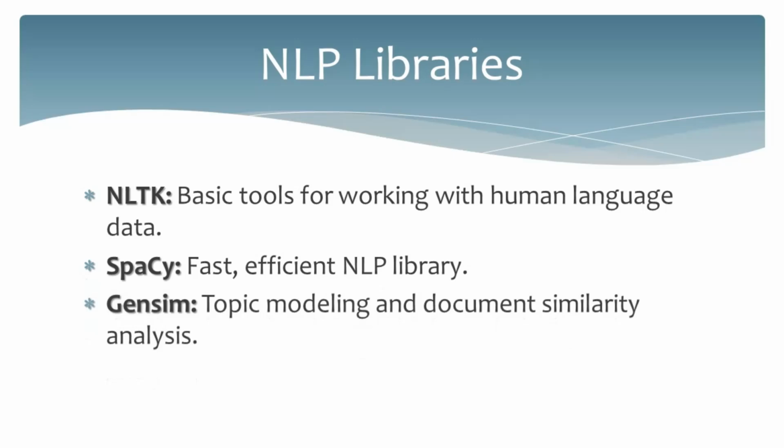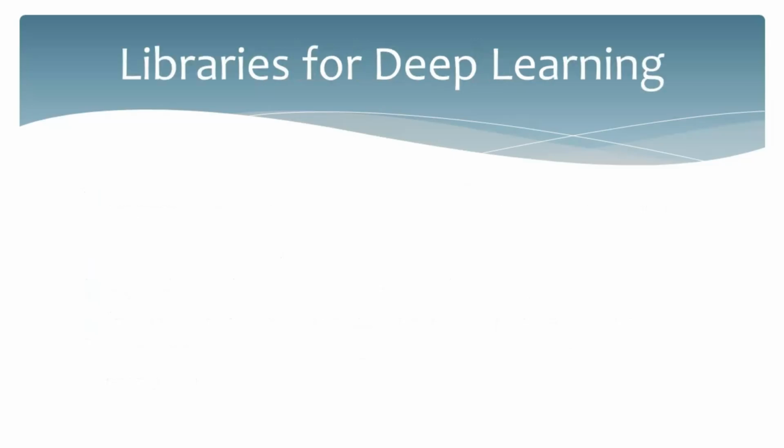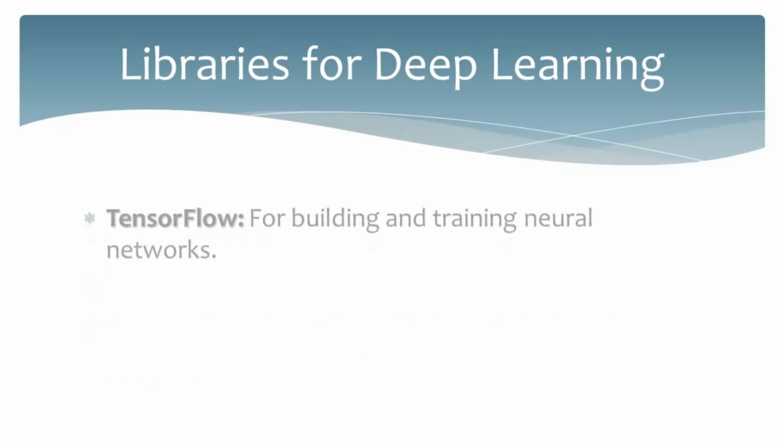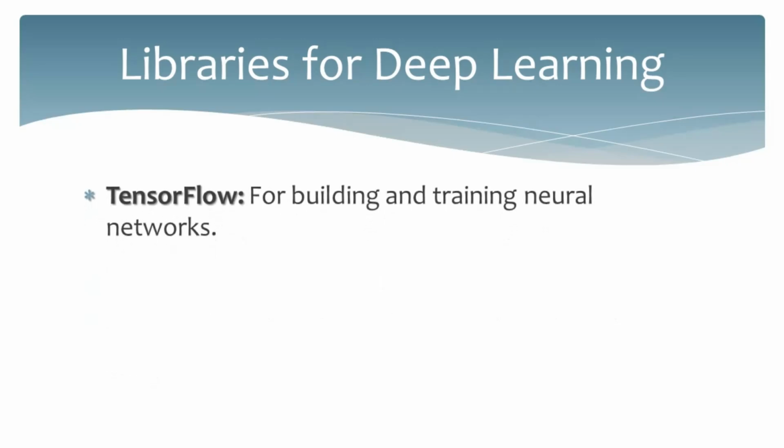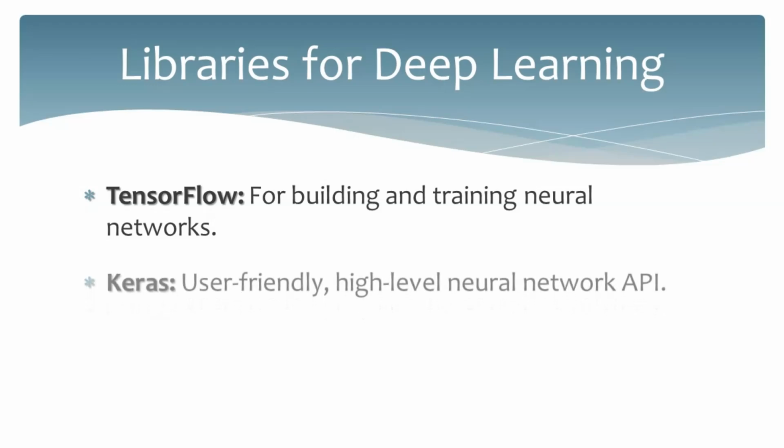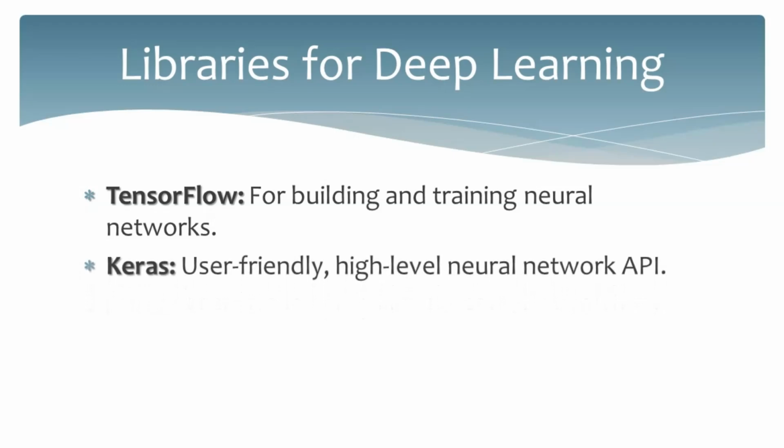When it comes to deep learning, TensorFlow and Keras are widely used together for building and training neural networks. Keras makes TensorFlow more user-friendly, especially for beginners. PyTorch, on the other hand, offers more flexibility and is preferred by researchers for experimenting with custom models.